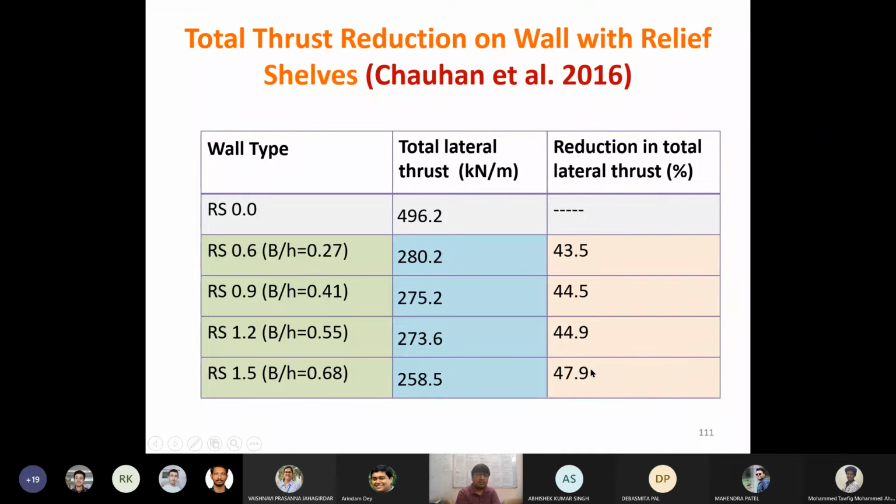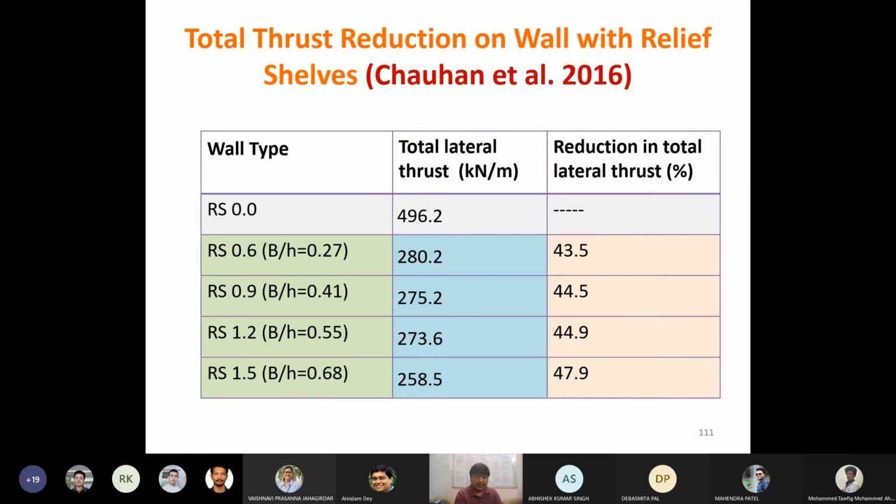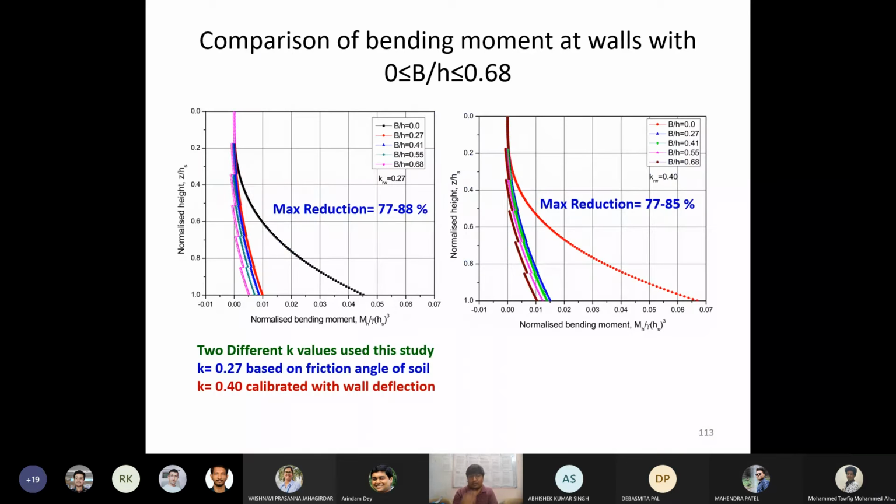However, we have to take care of this serviceability criterion, where our backfill settlement should not be very much higher. So depending upon this, we have recommended the B by H value of 0.55, that is giving you a relief shelf width of 1.2 meter. Now, from our analytical model, we have also proposed some solution, and we have noted down this recommended width of relief shelf.